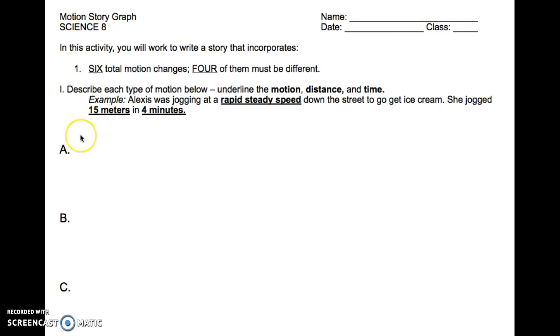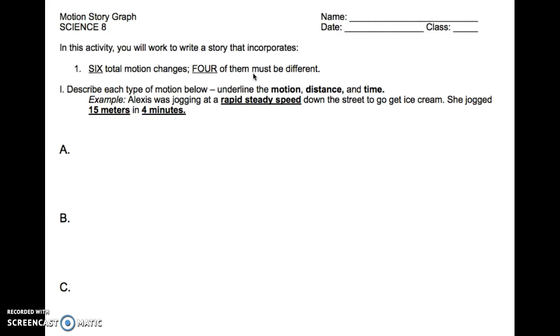First of all, you're going to need to include 6 total motion changes. 4 of them must be different. In class, we've learned about the motions of constant speed, rapid steady speed, no movement, acceleration, deceleration, and return to start. Those were your 6 total motion changes that you have learned. You must include at least 4 of them. That means you can duplicate several.